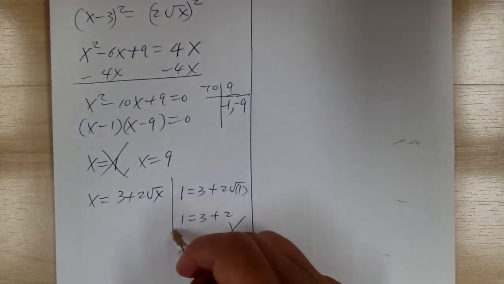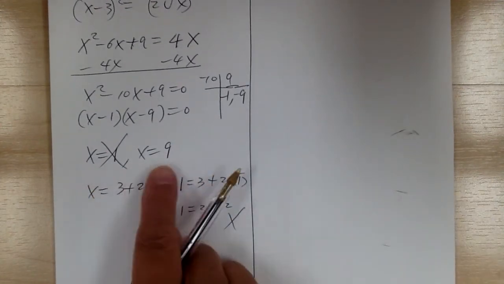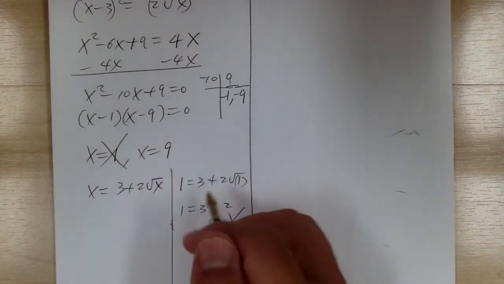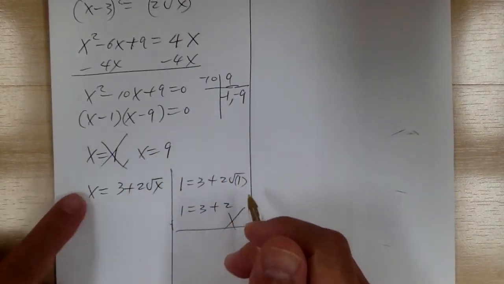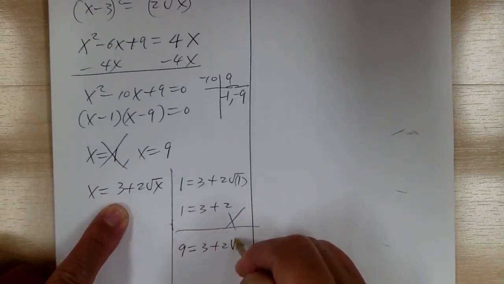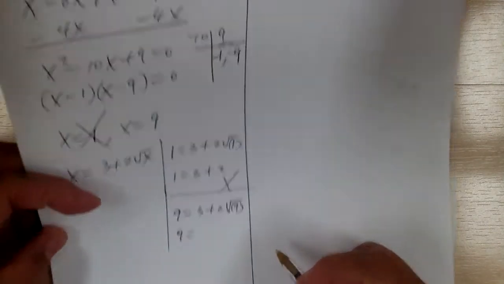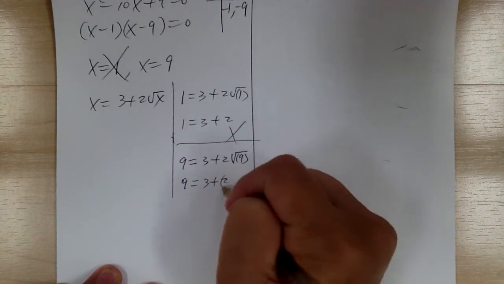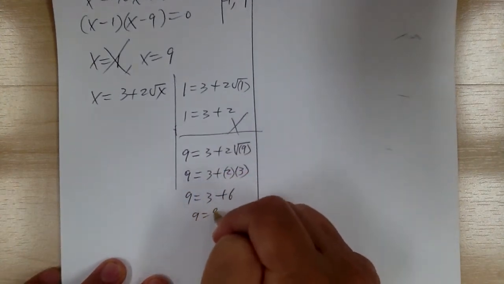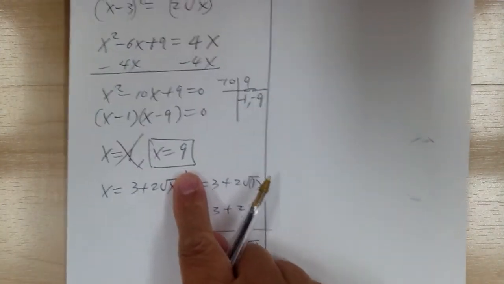Okay, then you have to check the next one. Again, you have to check all your answers, because sometimes both are good, sometimes both are bad, sometimes one is good, one is bad. So you just have to check all your answers. So check the next one. So x equal to 9, so put it in here. So you got 9 equal to 3 plus 2 square root of 9. So you got 9 equal to 3 plus 2 times 3. So you got 9 equal to 3 plus 6. So you got 9 equal to 9. So this one checks. Okay, so this one is good. So make sure you check your answers.